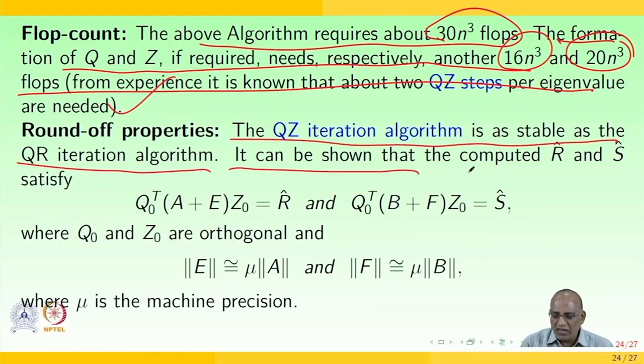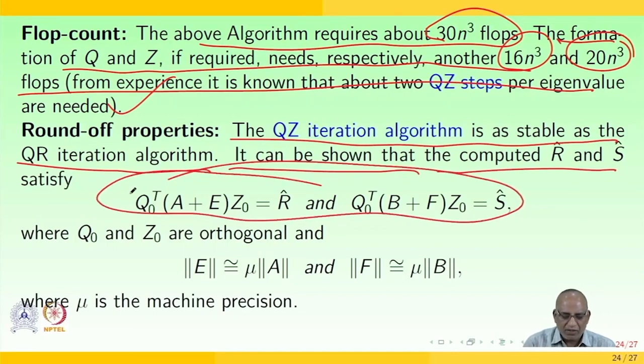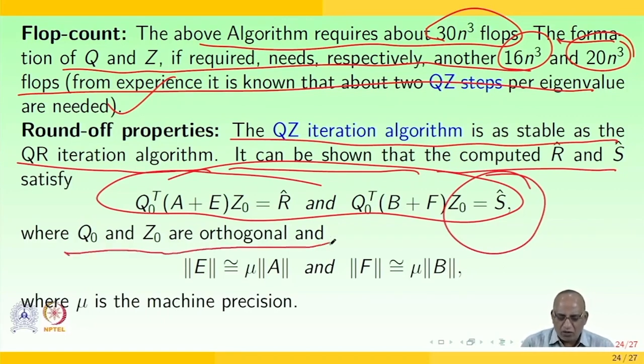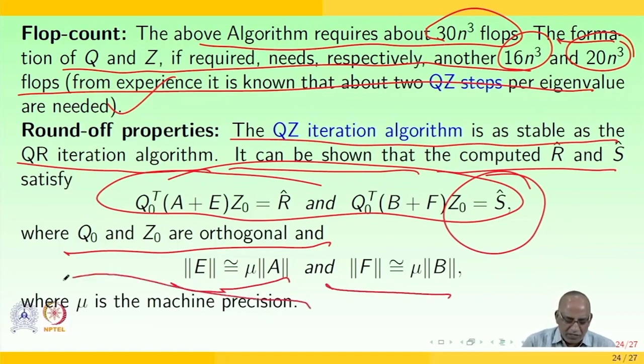It can be shown that the computed R hat and S hat satisfy this criterion: Q naught transpose (A plus E) Z naught is equal to R hat, and Q naught transpose (B plus F) Z naught is equal to S hat, where Q naught and Z naught are orthogonal matrices, and norm of E is equal to mu times norm of A, and norm of F is equal to mu times norm of B, where mu is the machine precision, as we see in the numerical computation.